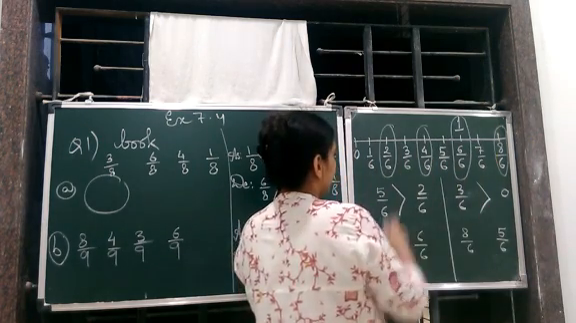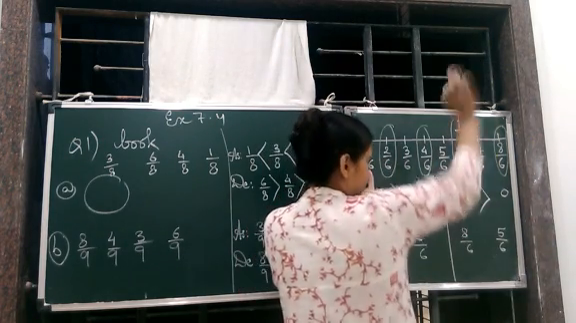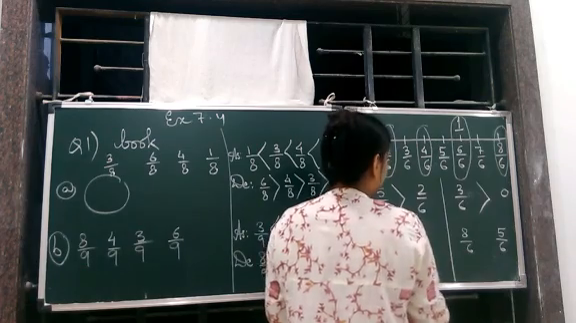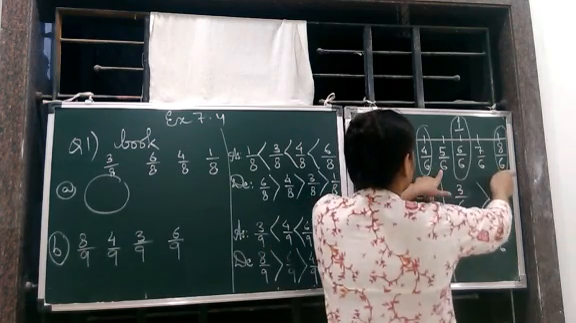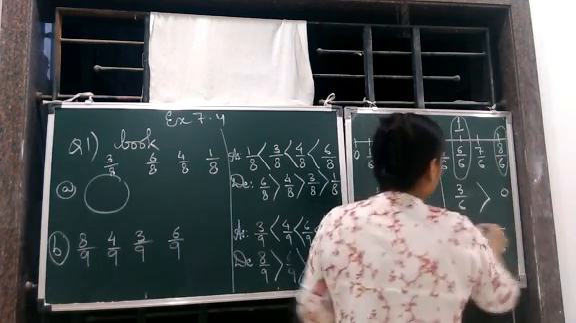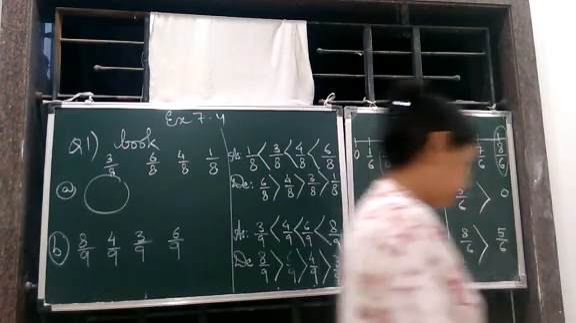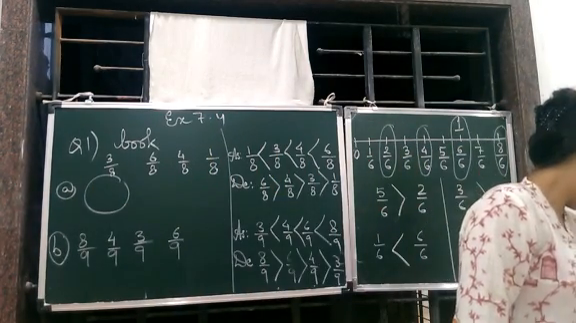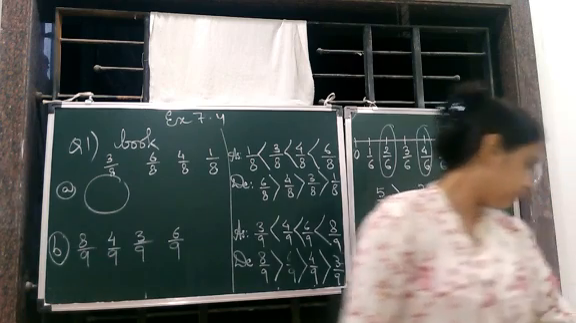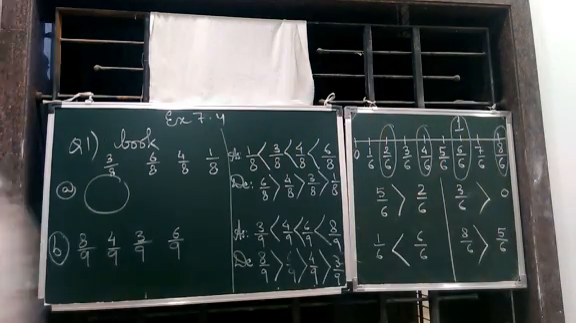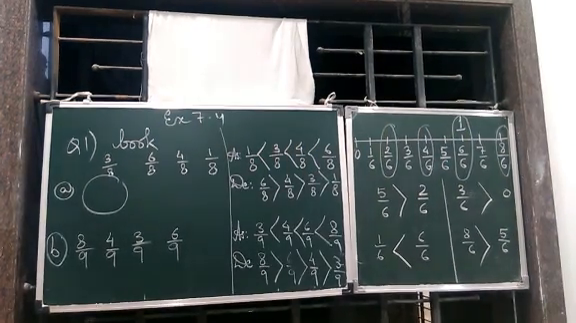Then 1 by 6 and 6 by 6. 1 by 6 is here, 6 by 6 is here, 6 by 6 is greater. Then 8 by 6 and 5 by 6. 8 by 6 is on the right, so 8 by 6 is greater. So this completes question number 1. Question number 2 we are going to start tomorrow. Since we are doing the revisions also, we are going to do fewer questions.